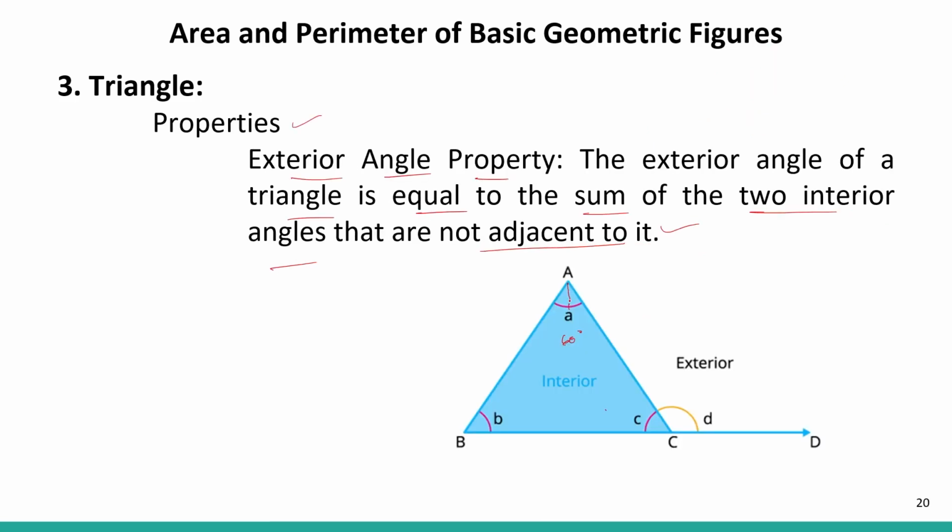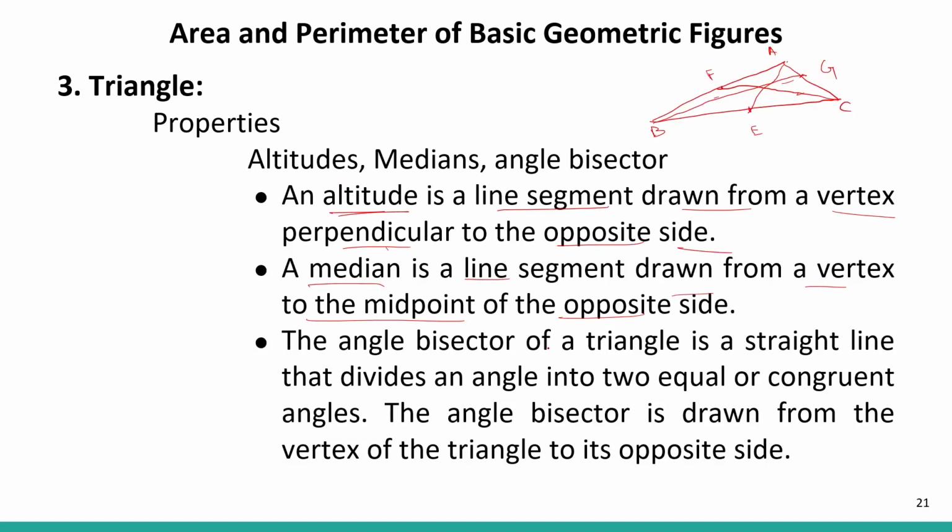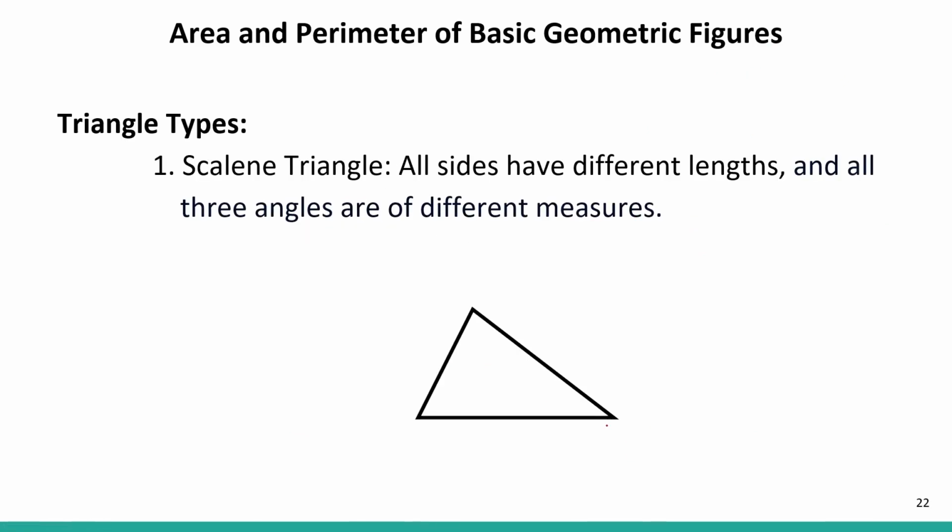So I'll draw a line at that angle. That will bisect the angle, and wherever it intersects doesn't matter. That line is called the angle bisector. It is a straight line that divides an angle into two equal and congruent angles. The angle bisector is drawn from the vertex of the triangle to its opposite side.